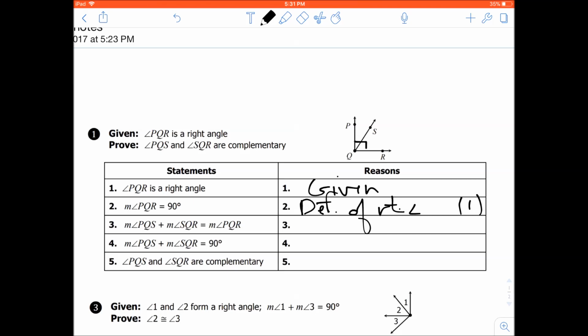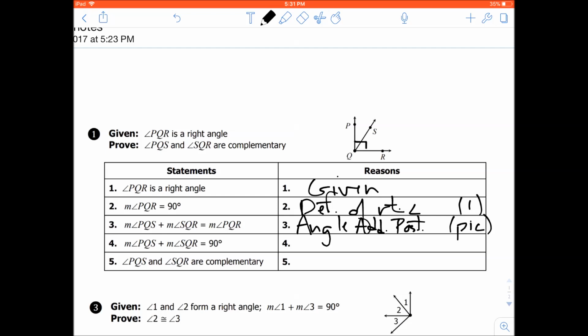How do we know that is true? Well, we know it's true just by looking at the picture that part plus part equals whole. That's called the angle addition postulate. And we're going to write down where we got that from. We didn't get it from looking at any of our previous steps. We got it straight from the picture, looking at the picture.